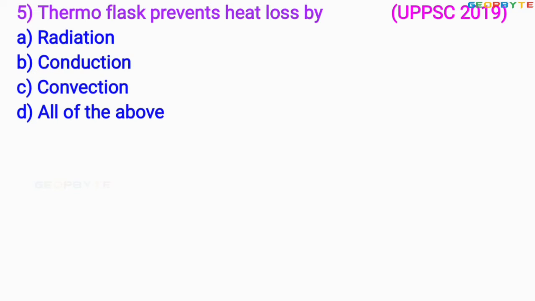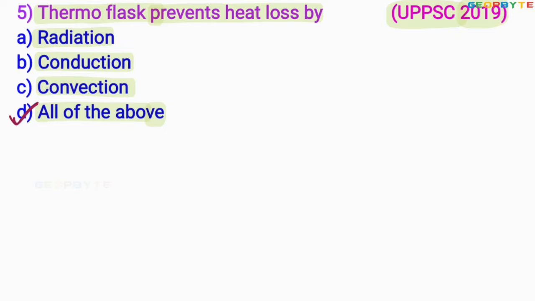Look at the fifth one asked in 2019 for UPSC exam. Thermos flask prevents the heat loss by radiation, conduction, convection, all of the above. The correct answer is option D, all of the above. Thermos flask is coming under an isolated system. It does not allow the heat transfer by any means like conduction, convection and radiation.